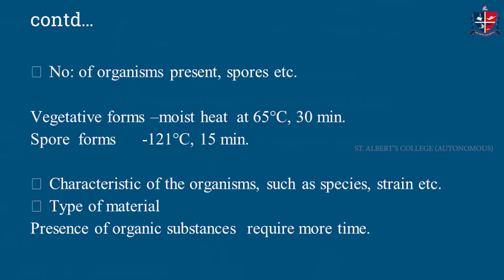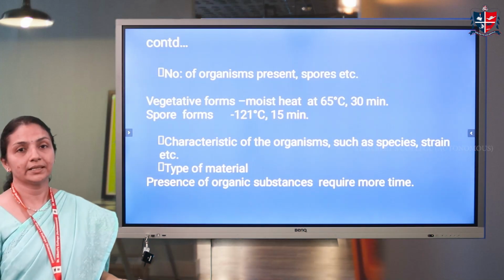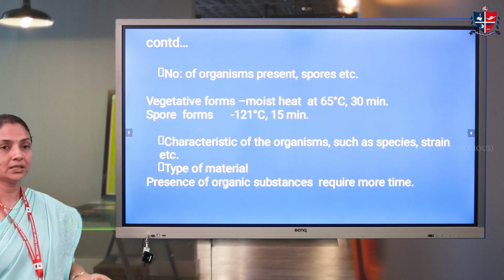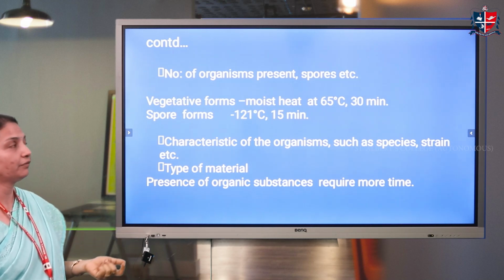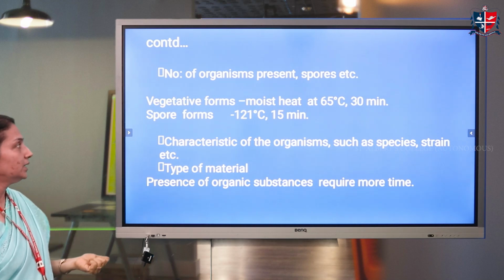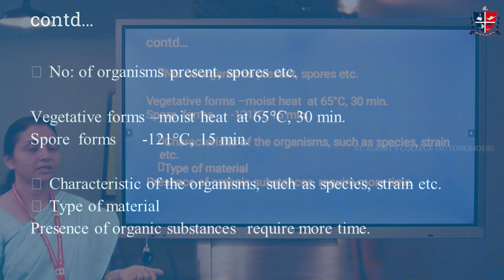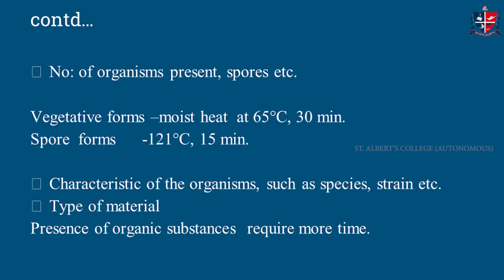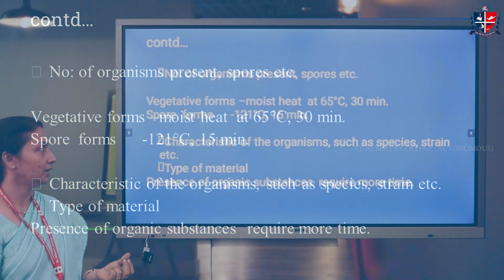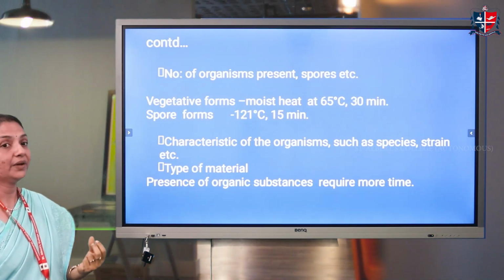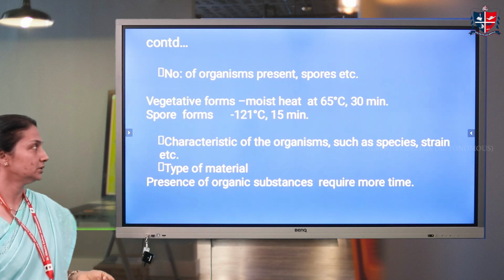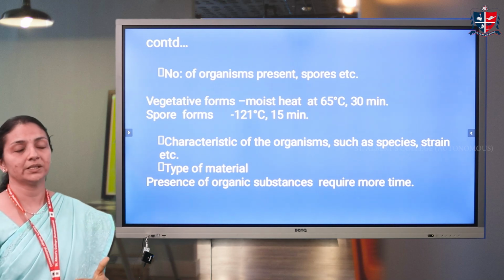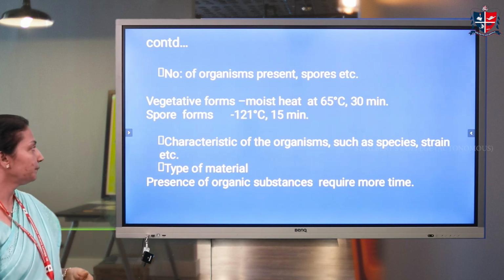Next, we've already seen the factors influencing heat sterilization. One was the nature of heat, then temperature and time. The third one is the number of organisms present, spores, etc. All of you know that vegetative forms are very vulnerable to heat. Vegetative forms are killed by moist heat at 65 degrees centigrade for 30 minutes, whereas spore forms are the most resistant ones and need a higher temperature. Higher temperature means less time, so 121 degrees centigrade for 15 minutes.